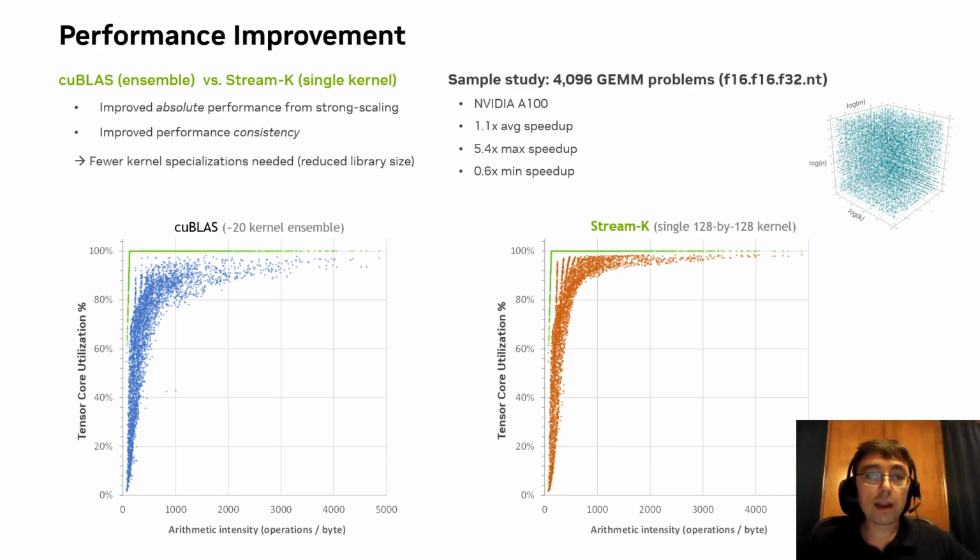On average, StreamK offers a 10% speedup. It offers a 5.4x best case speedup and visibly improved performance relative to the roofline, which models the theoretical peak. There is some slowdown in the worst case, though this can be improved by addition of a small number of additional tile sizes. No elaborate kernel selection heuristic is required, and the total number of kernels is dramatically reduced.